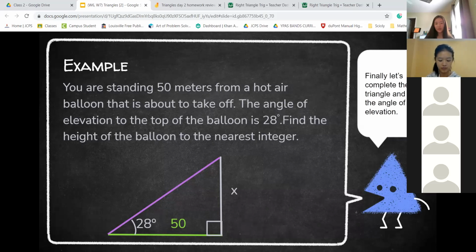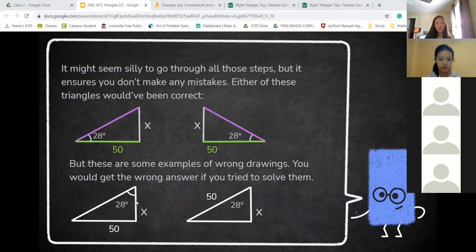And if we just solve this, here it tells you that either of these triangles would be right because one of them is a reflection of the other. It's just flipped. Sorry, something's going on with my computer. Okay, but these two would be wrong drawings, because where you place the angle is very important, and also where you place the sides.